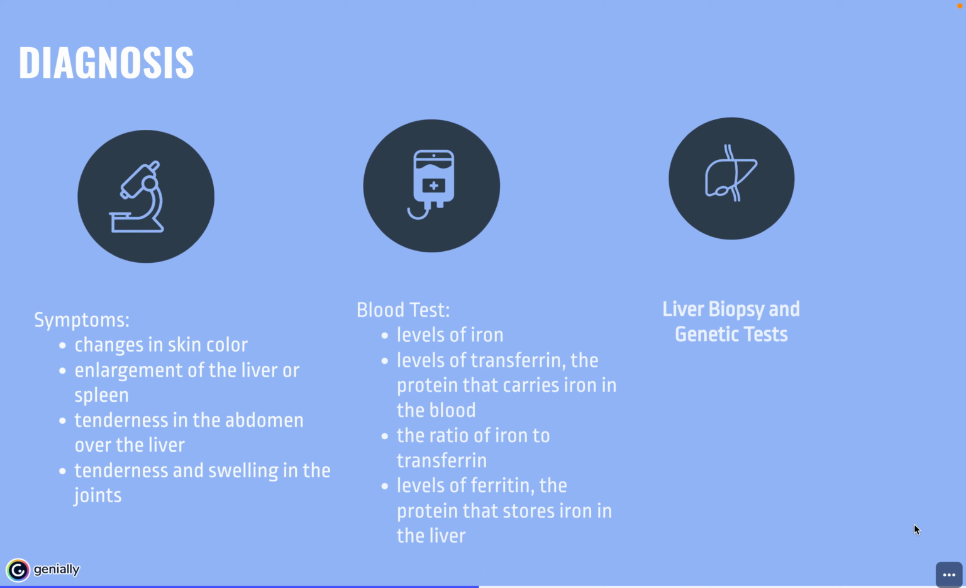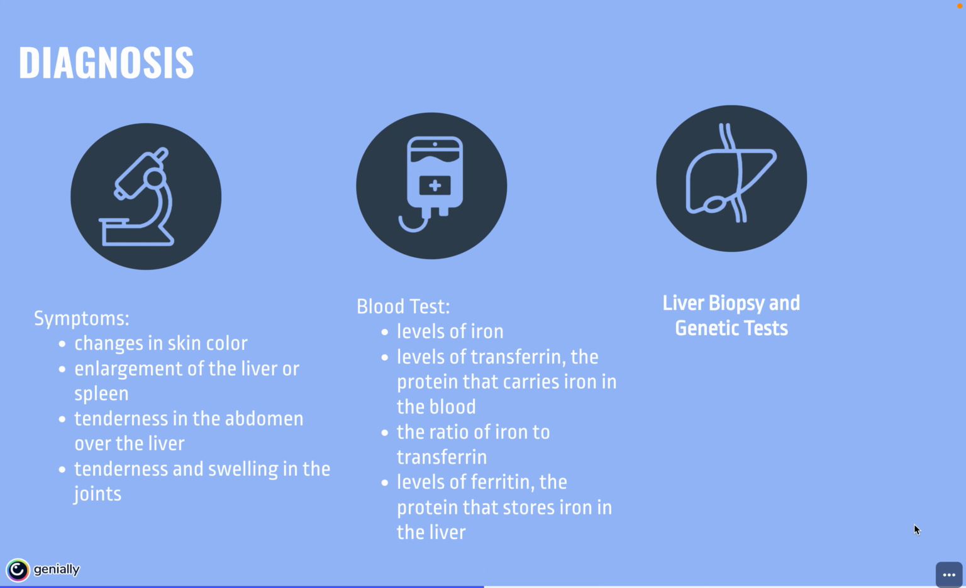Diagnosis. Common symptoms of hemochromatosis are changes in skin color, enlargement of the liver or spleen, tenderness in the abdomen over the liver, and tenderness and swelling in the joints. Hemochromatosis can be diagnosed by blood tests, where they test your iron levels, levels of transferrin, and levels of ferritin. By testing these levels and ratios, they can determine how much iron is in the blood and how much iron is being absorbed in the liver.